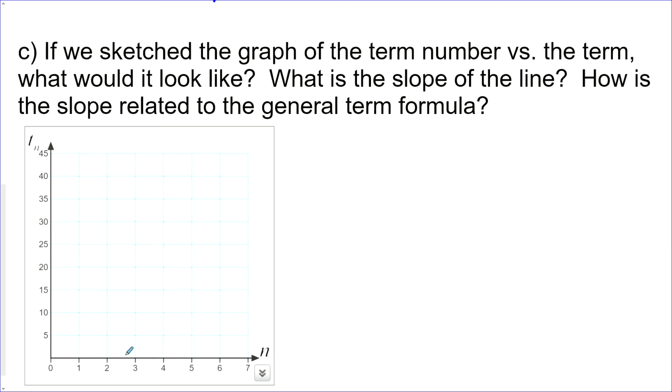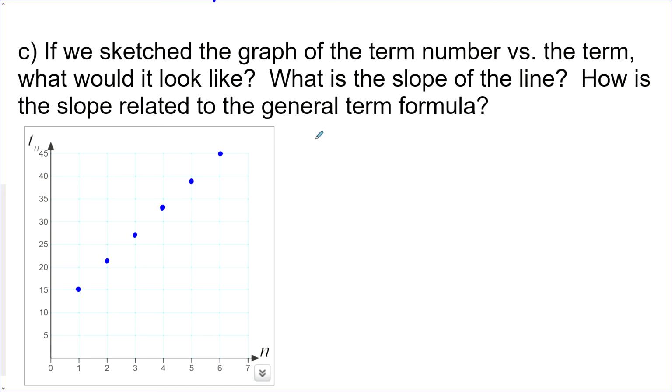So let's try that. The first one we had, term 1, is 15. The next term we had was 21. The next term we had was 27. The next term we had was 33. And the next term we had was 39. And the next term we had was 45. And you can see how straight this is.